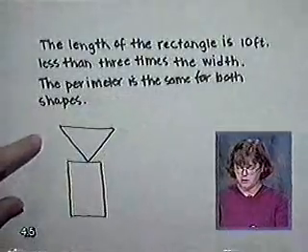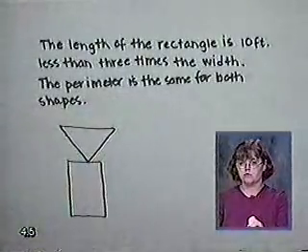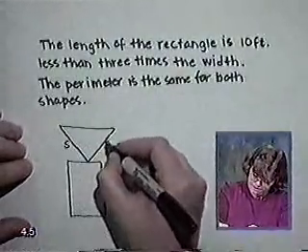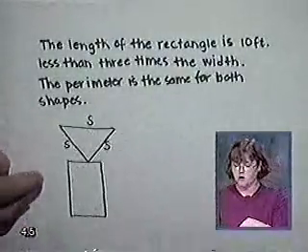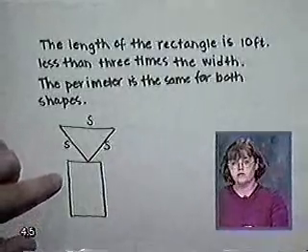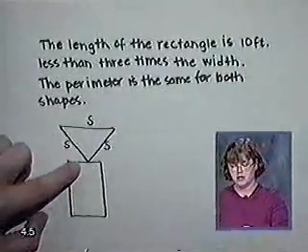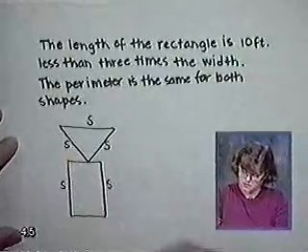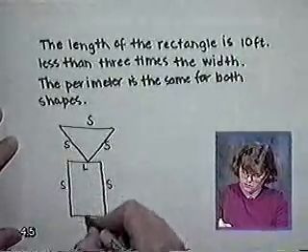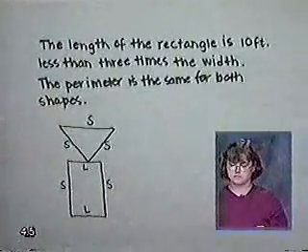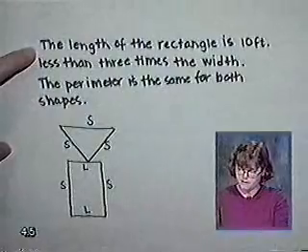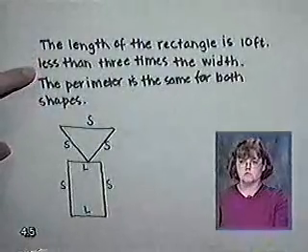and I'm going to label each side of the equilateral triangle with the letter S. And we're also told that the width of the rectangle is the same length as the side of a triangle. So I can label these two sides S. And the length of the rectangle I can label L. I'm told that the length of the rectangle is 10 feet less than 3 times the width.